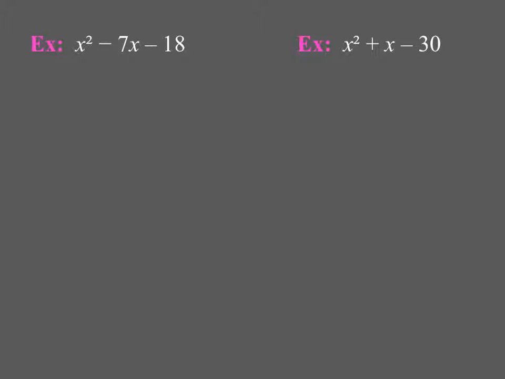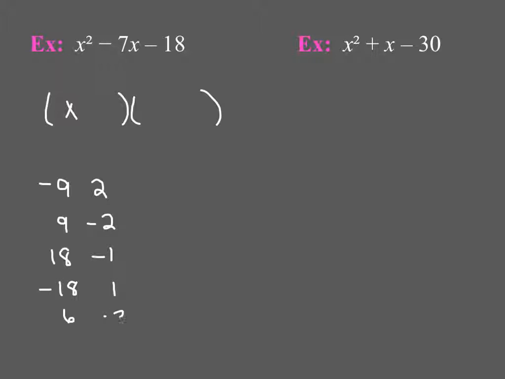So similar kind of problems, we're still looking for the factors of c first, and then they need to add up to b. Now in this case, because c is a negative number, that means that one of them is going to be positive and one of them is going to be negative, which gives you a lot more combinations. So for negative 18, it could be negative 9 and 2, but then it could be 9 and negative 2, 18 and negative 1, negative 18 and 1, 6 and negative 3, or negative 6 and positive 3.